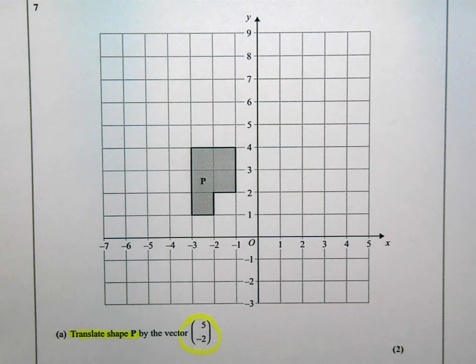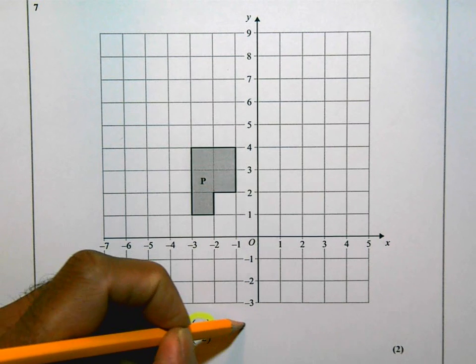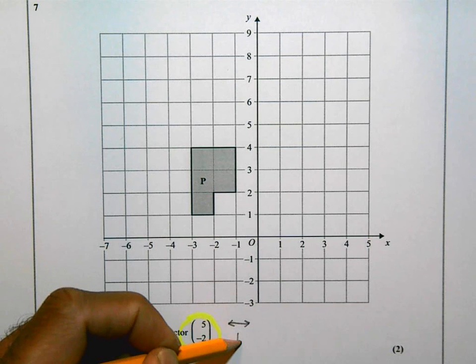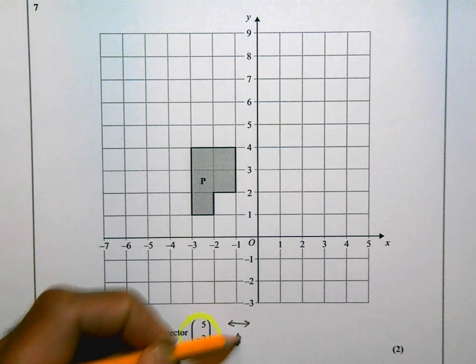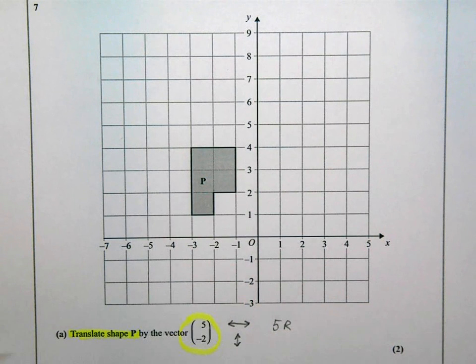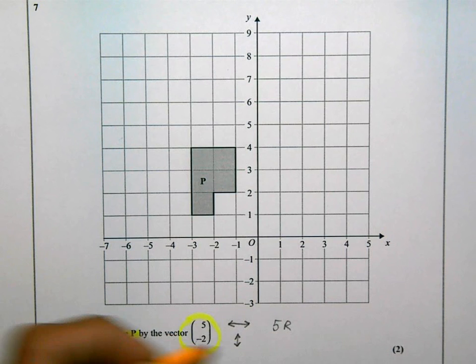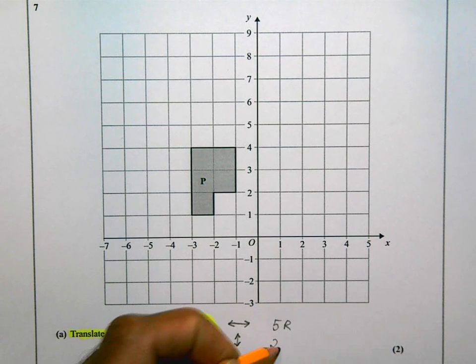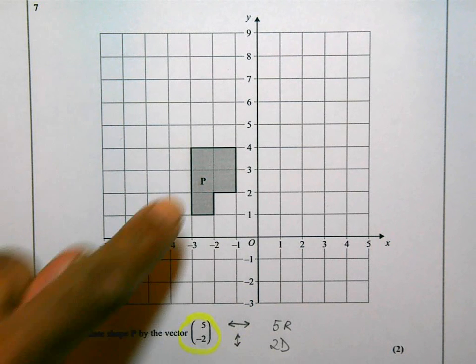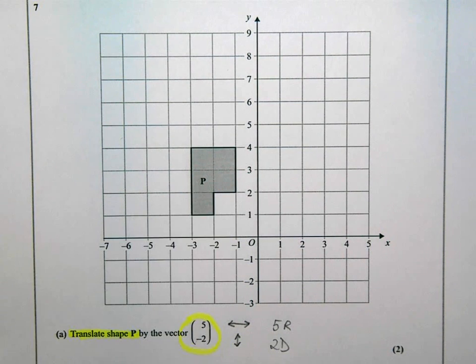The top number means how much you go left or right, and the bottom number tells you how much you go up or down. So 5 at the top means 5 right, and minus 2, the lower number, means 2 down. You need to understand that and be able to do that. What we're going to do is move this shape 5 units rightwards and then 2 down.